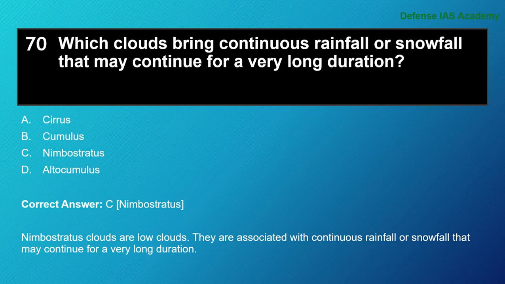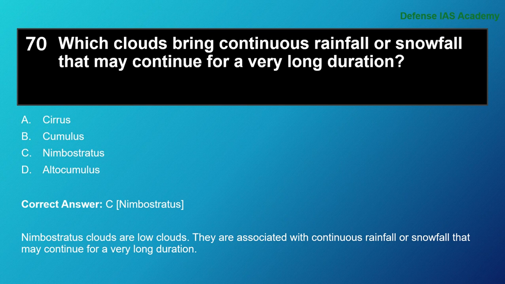So here we discussed nimbostratus, which is a very low lying cloud and it gives rainfall for a long duration. Now the cirrus cloud is a very thin wispy cloud that is seen high in the sky. They are thin because they are made up of ice crystals instead of water droplets.